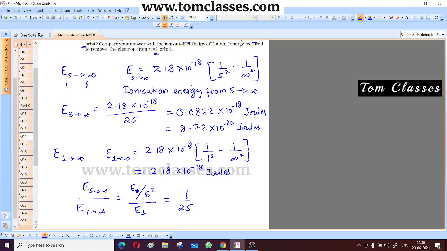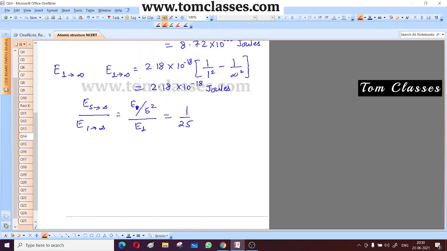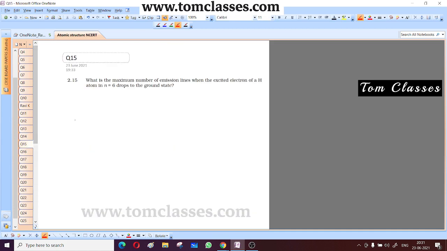Okay, so now let's see. Here the energy ratio E5 to E1, if I simply want to say, is going to be 1 by 25. Or what I can say is that ionization energy in the first orbit is going to be 25 times the energy required to remove the electron from the fifth orbit, right? Is that okay? So that is the comparison. It is 25 times more energy required from the first orbit to remove an electron.